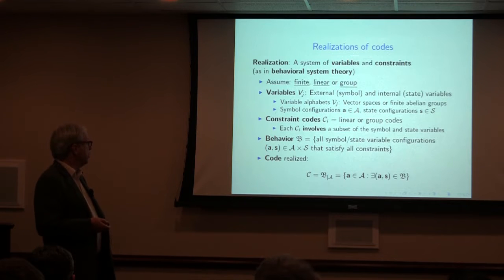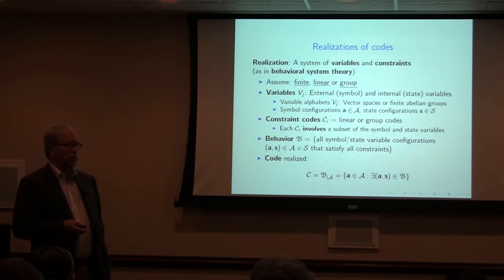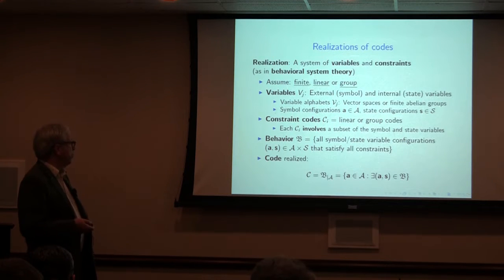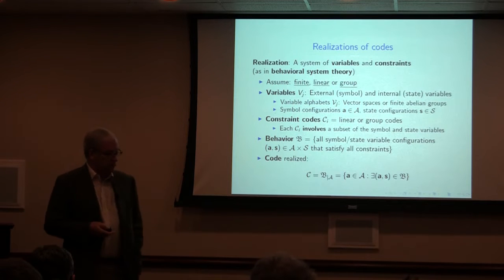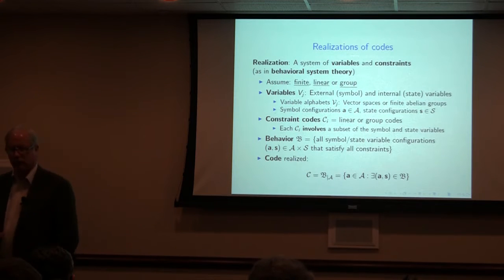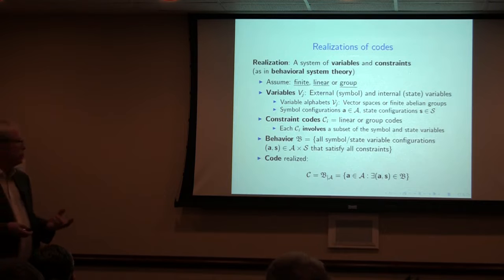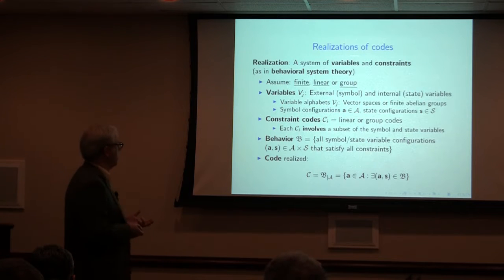So we're going to be talking in terms of symbol configurations A and state configurations S. We're going to have a set of constraints on these variables. The constraints themselves will be determined by codes. For instance, a set of 3 variables might be set to be equal to one another. That would be a very simple kind of constraint, an equality constraint.